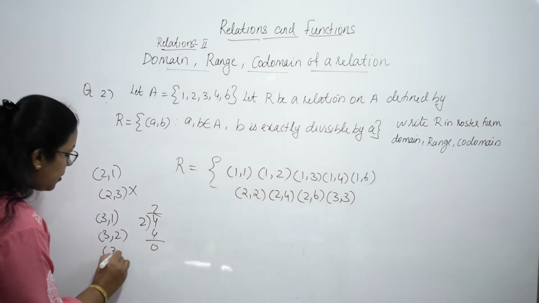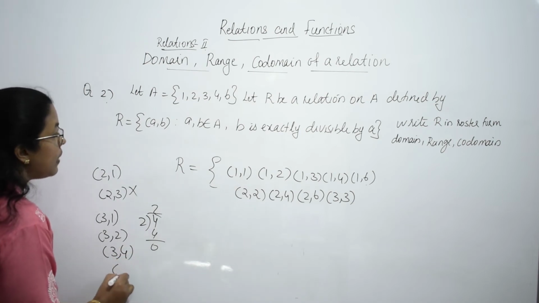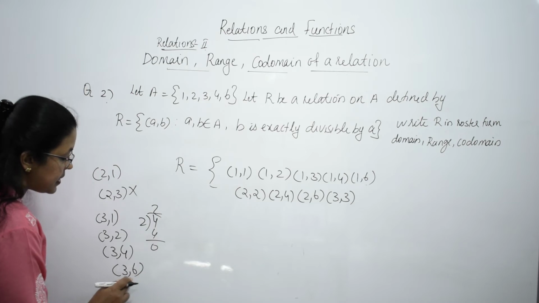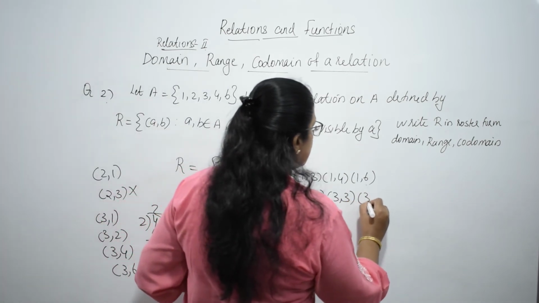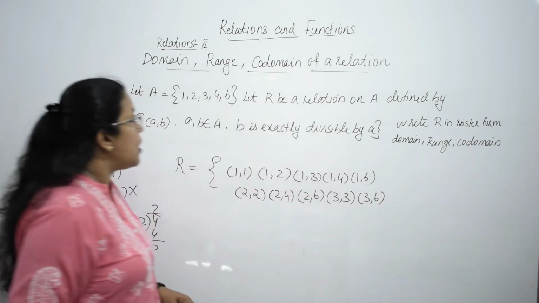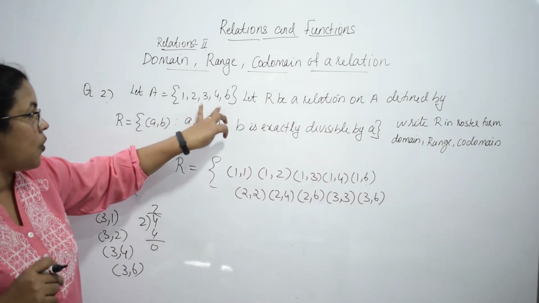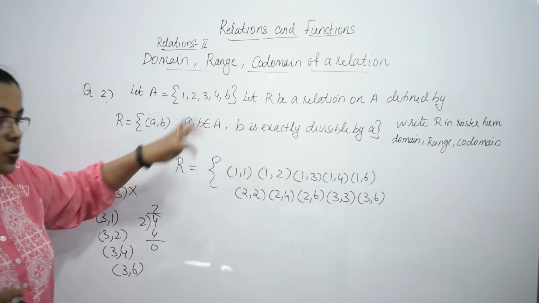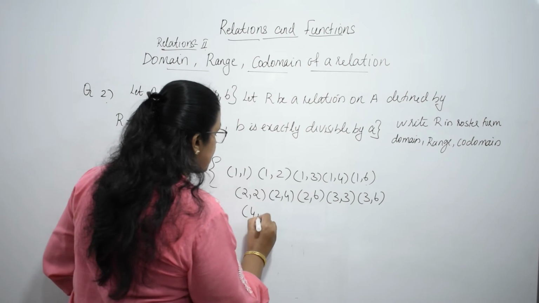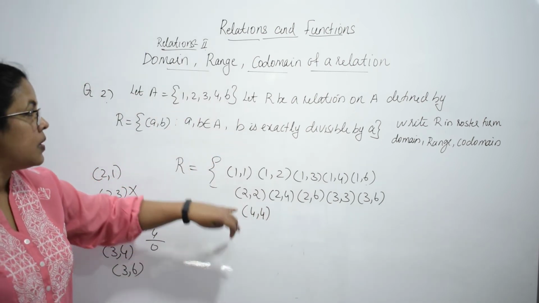What about (3, 4)? Is 4 divisible by 3? No. What about (3, 6)? Is 6 divisible by 3? Yes. So, which is the next element? (3, 6). Now, (4, 1). Is 4 divisible by 1? No. 4 divisible by 2? No. 4 divisible by 3? No. So, which is the next element? (4, 4), because 4 is divisible by 4.